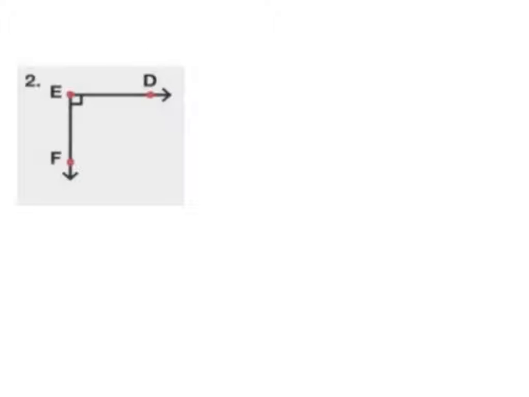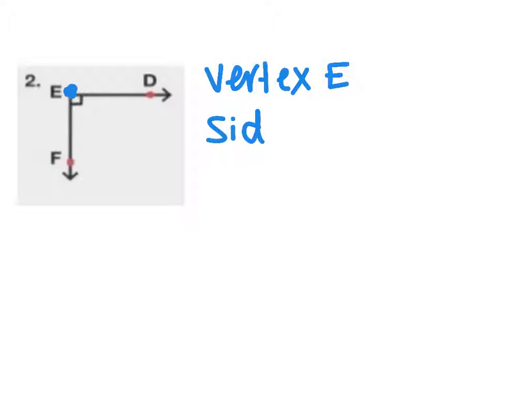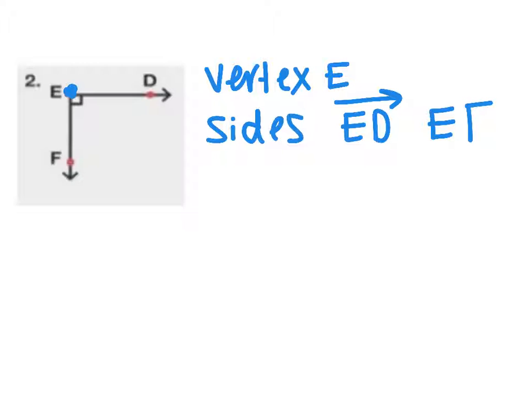Alright, in this next example, the vertex would be E. And then the sides of the angle would be the rays starting at E and going towards D, so we could do ED, and starting at the vertex E and going towards F. Those would be the sides.